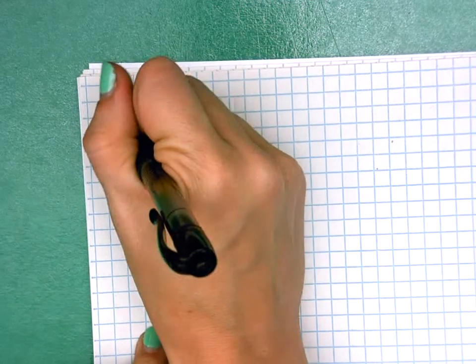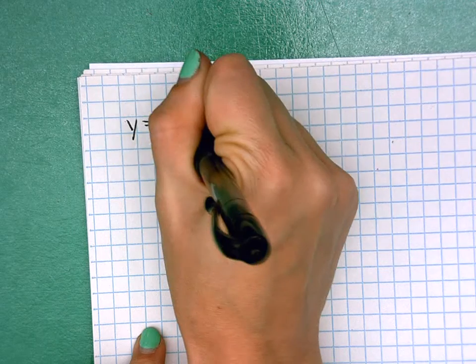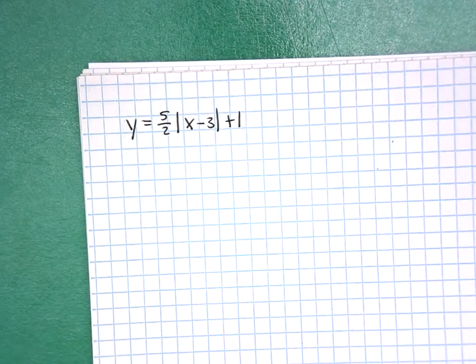So 3 of these as well. First, we have y equals 5/2 times the absolute value of x minus 3 plus 1. Go ahead and pause the video, give this one a shot.